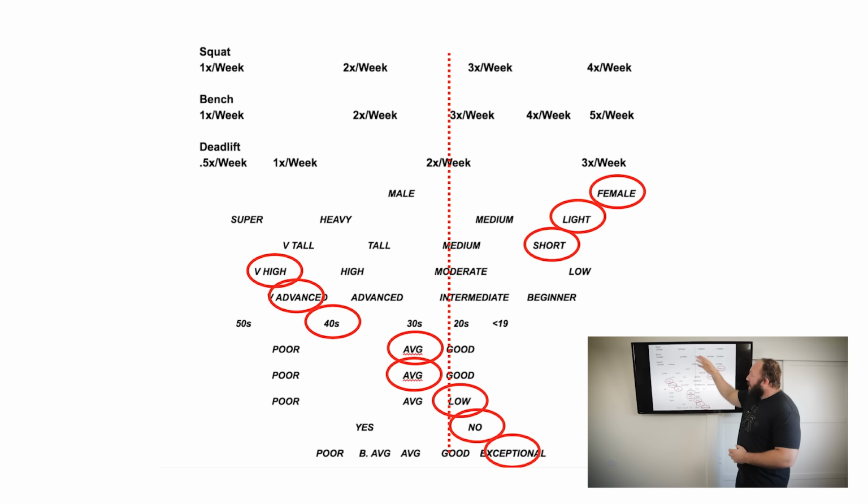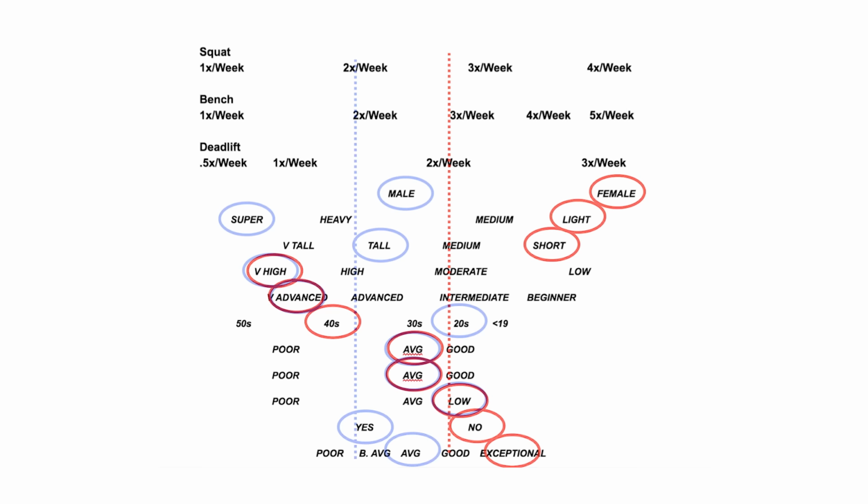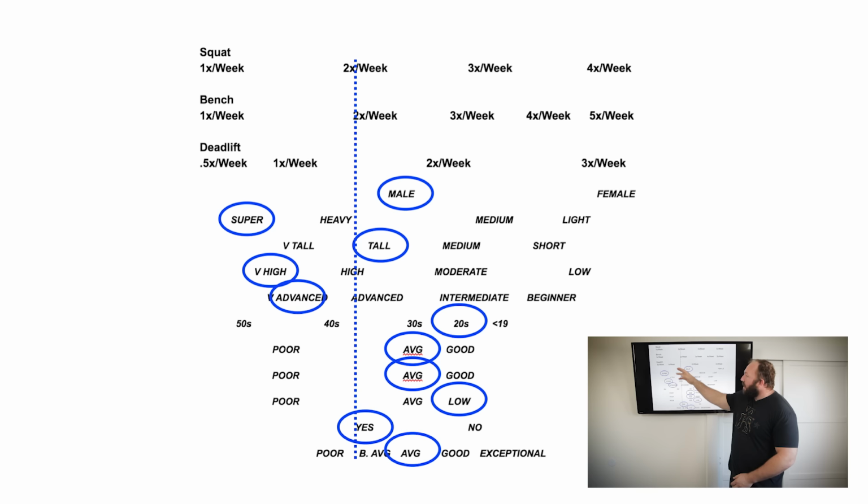So her trend line is going to take her through about 2 to 3 times a week squatting, 2, probably 3 times a week benching, and 2 times a week deadlifting, as you can see up here at the top. Brandon's trend line is going to give him 2 times a week squatting, 2 times a week benching, and 1, maybe 1.5 times a week in the deadlift.